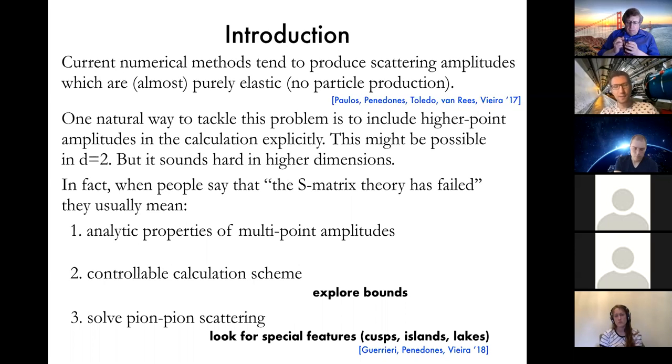So in this sense, the number 2 and number 3 don't sound like a problem. People in the past had a different approach. They tried to somehow directly guess pi-on-pi scattering. So let's not do that. But number 1 sounds like a problem.